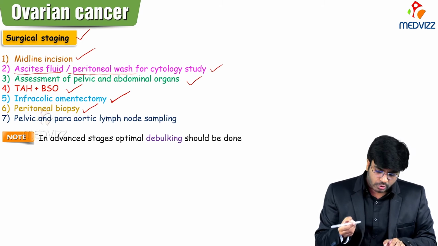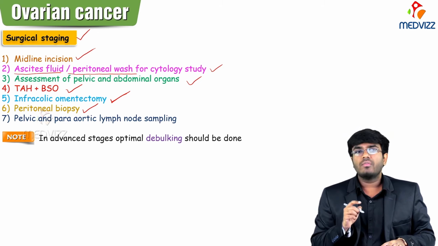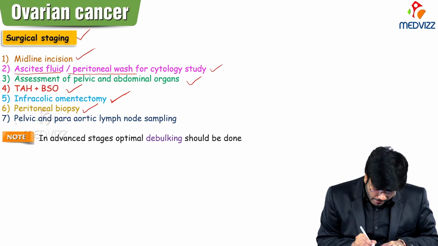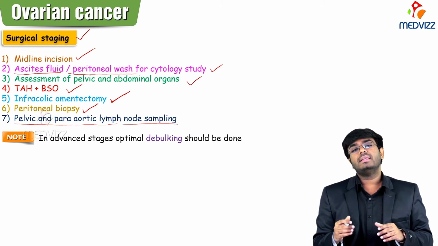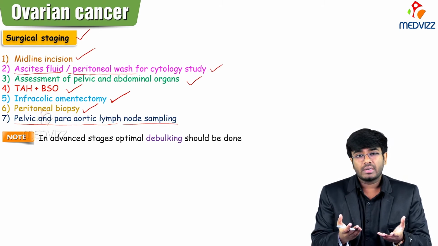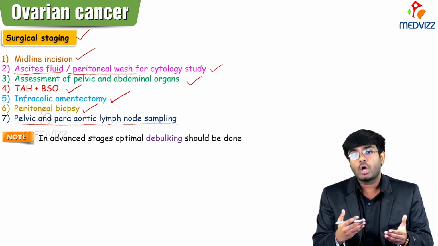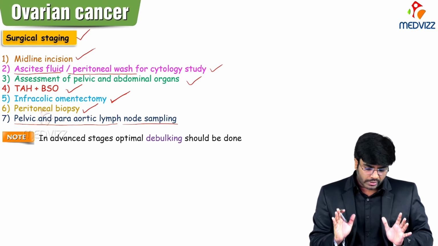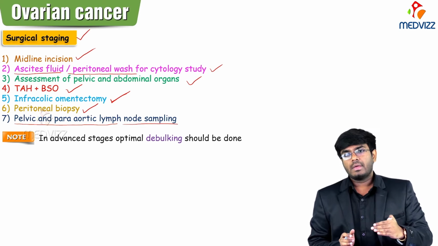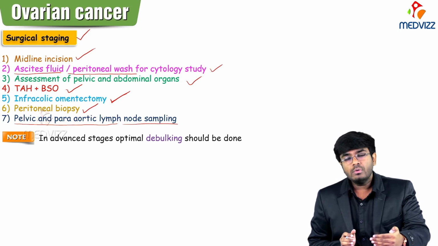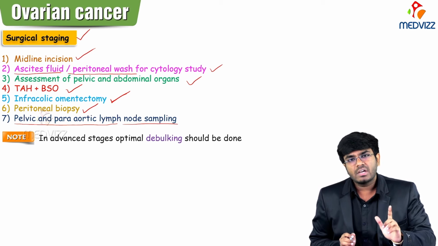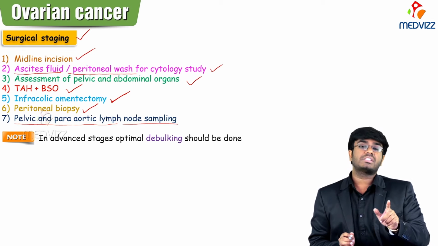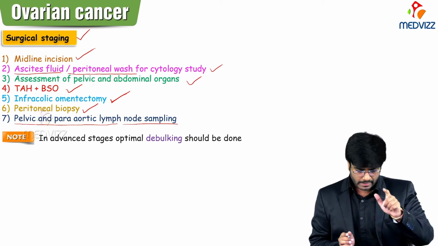Now, you can also do the peritoneal biopsy. Along with that, you have to do pelvic and para-aortic lymph node sampling to know whether there is lymphatic spread or not, like whether lymph node involvement is there or not. So, we are going to do all these steps, and later we are going to know the staging of the ovarian cancer. So what is the staging of the ovarian cancer, guys? It is a surgical staging. Important point.